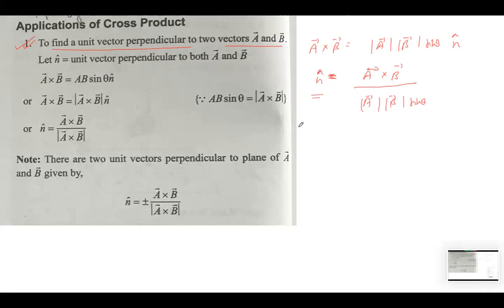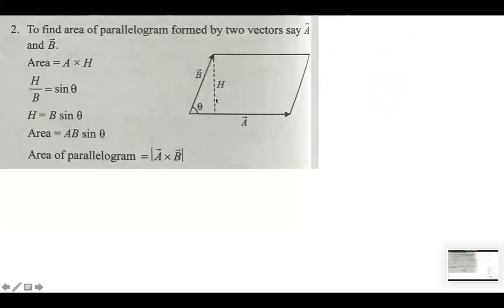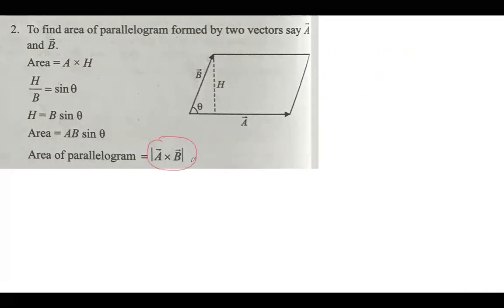So this is the first application. Then we have to find the area of parallelogram formed by two vectors. We have seen this too: area of parallelogram is a cross b, and we write its magnitude. Why? Because we do not want it in vector form. So if we write the magnitude, the magnitude of a cross b vector is ab sin theta. So this is equal to ab sin theta.